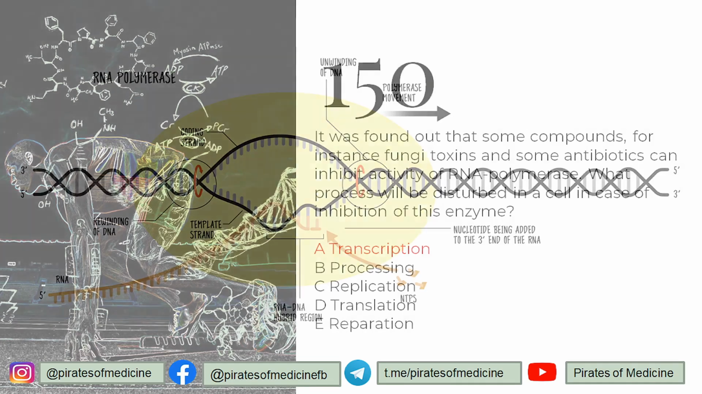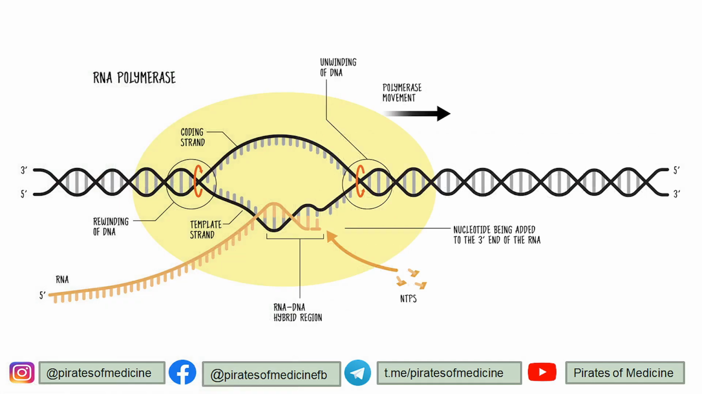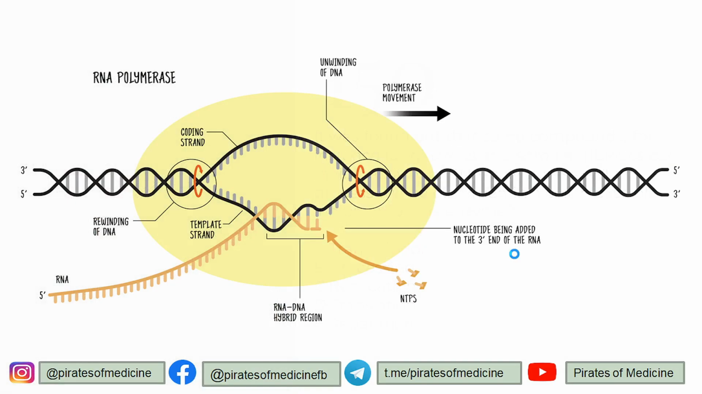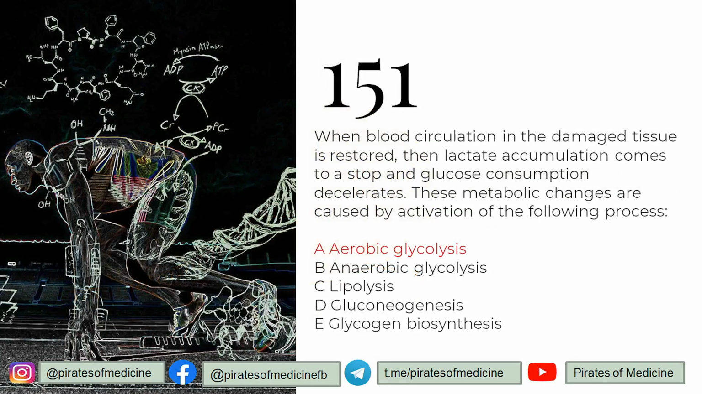Now if you remember, RNA polymerase is an important enzyme that takes part in the process of transcription, formation of mRNA from DNA. So this is the RNA polymerase complex. What it does is move throughout the unwound DNA and generate complementary mRNA, and that is the process of transcription. Correct? So simple. Let's go to question 151.